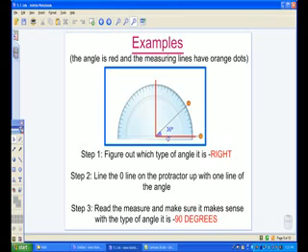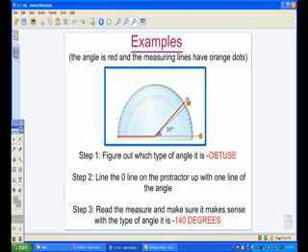Here's one other example. I have my 0 line lined up with my angle, and I pull this one over, and this angle is 90 degrees, if I can get my dot right. And so I make sure that it's right. Is that a 90-degree angle? It's a right angle.